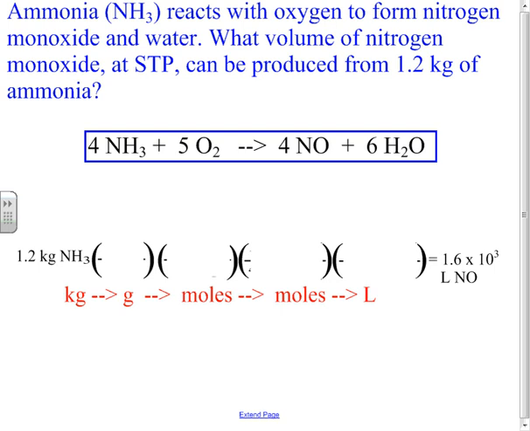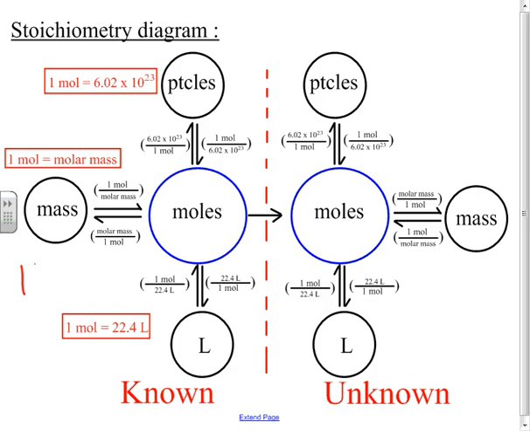One more sample problem. Ammonia reacts with oxygen to form nitrogen monoxide and water. What volume of nitrogen monoxide at STP can be produced from 1.2 kilograms of ammonia? So again, we have to write the balanced chemical reaction, and we are given 1.2 kilograms of ammonia, and we're asked what volume of nitrogen monoxide can be produced. So we're given kilograms, and so we're going to have to first convert to grams, because grams are what you find on the periodic table. So we're going to go kilograms to grams to moles to moles to liters. So again, if you want to look at the mole map, we're going to take our number of kilograms, convert to grams, then we go to moles, then to moles, then to liters.